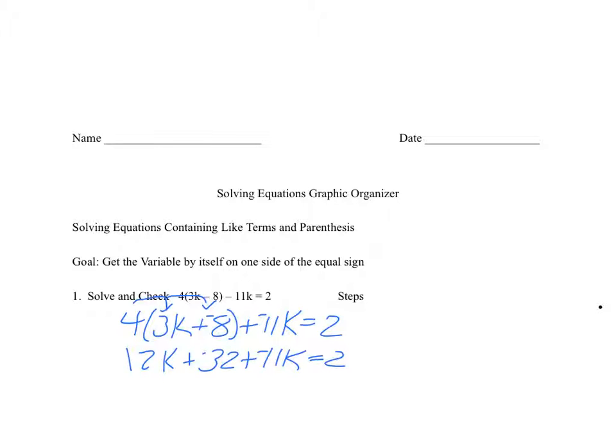At this point, I'm going to combine my like terms. Like terms have to match exactly based on their variable, and they have to be on the same side of the equal sign. So in this case, the only ones that I have that match that criteria are the 12k and the negative 11k. I'm running out of room a little bit, so I'm going to write over here. So I'm going to add the 12k and the negative 11k together. That gives me 1k plus negative 32 equals 2. That's it for the new pieces.